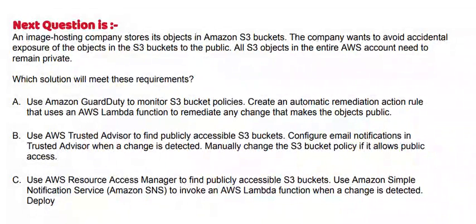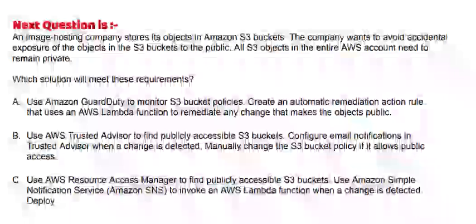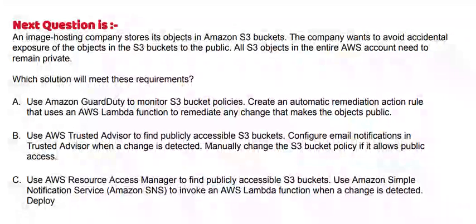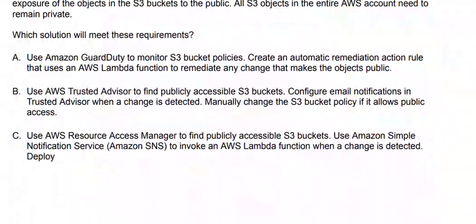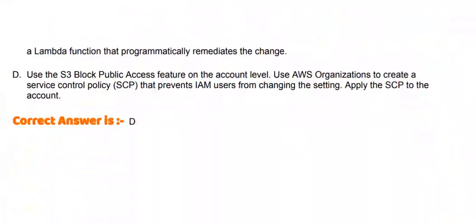Configure email notifications in Trusted Advisor when a change is detected. Manually change the S3 bucket policy if it allows public access. Option C. Use AWS Resource Access Manager to find publicly accessible S3 buckets. Use Amazon Simple Notification Service to invoke an AWS Lambda function when a change is detected. Deploy a Lambda function that programmatically remediates the change.